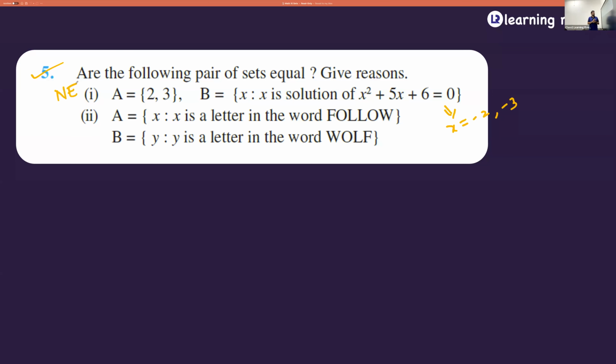A is equal to {x such that x is a letter in the word "follow"} and B is {y such that y is a letter in the word "wolf"}. So what are the letters? F, O, L, W. So W, O, L, F. So they both are equal.